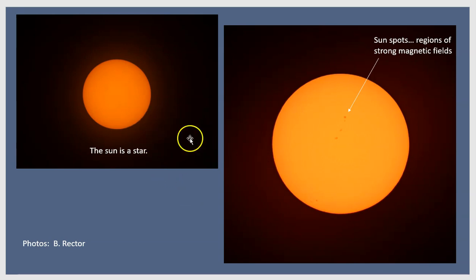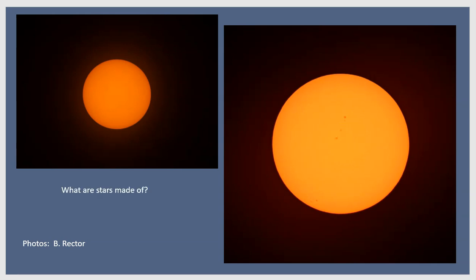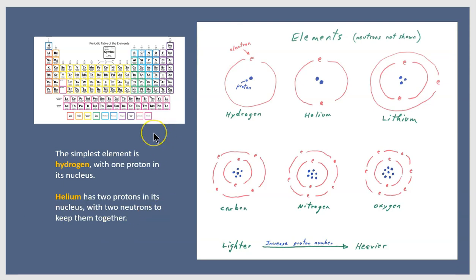The sun is a star. And in this photograph, we see spots on the surface of the sun. Those are sunspots, regions of strong magnetic fields. But what are stars made of? Well, all material objects are made of the elements. So here's our periodic table of the elements. Now, which of these elements are stars composed of?